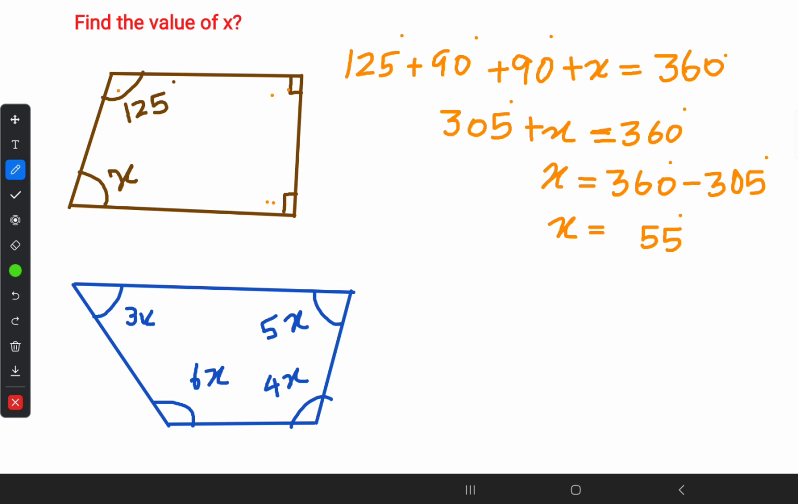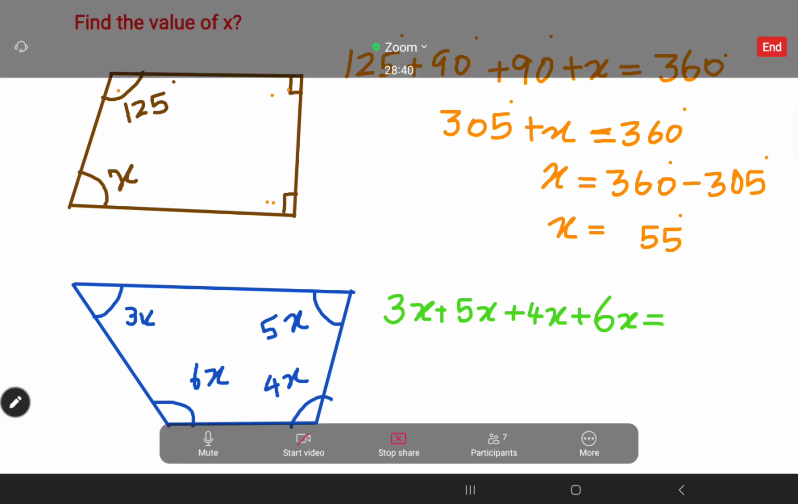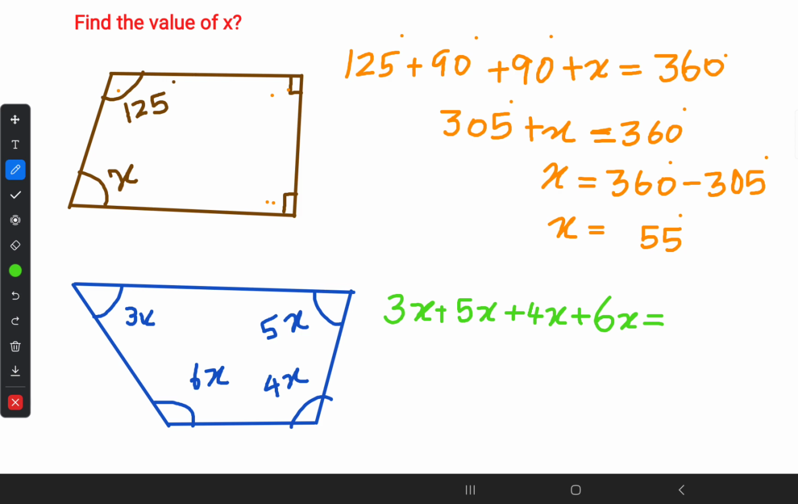In the second question, all the magnitudes were given in relation to x. Let's get the sum: 3x plus 5x plus 4x plus 6x. These are all related to x. We know that the sum of all four interior angles equals 360, so we equate the sum with 360. 3x plus 5x is 8x, 12x, and 18x equals 360.